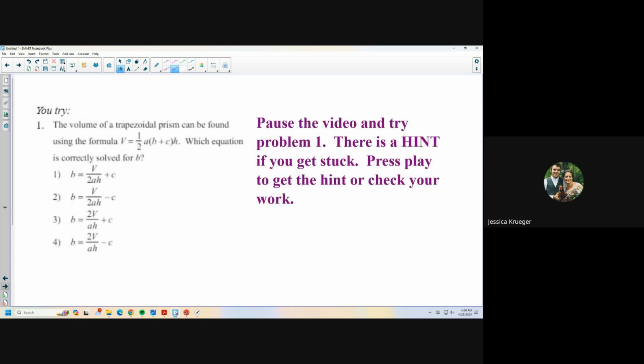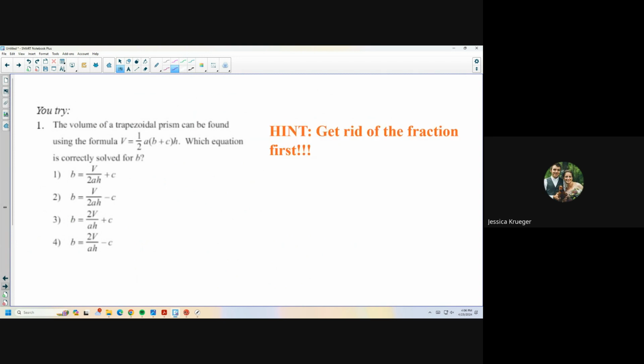The first one you're going to try is right here, number 1. So I'd like you to try this one. One thing I would encourage you to do is look back at your examples and try to solve this one by following along step by step with the examples that we just did. The first thing I'm going to show you is the hint right now. Here's your hint. Get rid of that fraction first. Go ahead and pause and see if you can solve the rest of it.